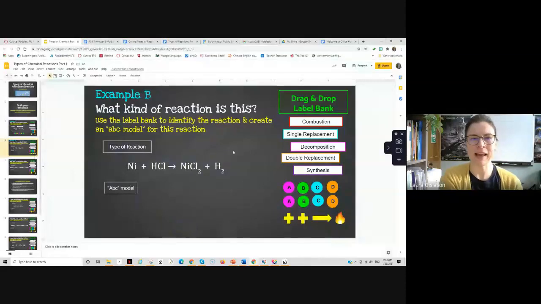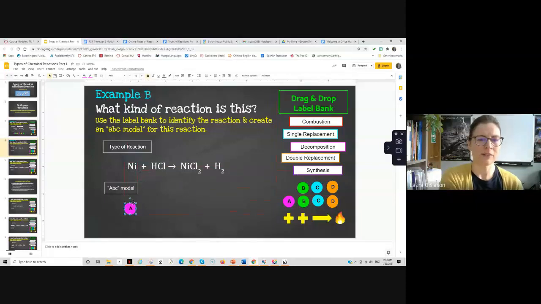All right, let's make an ABC model. I'm going to grab the letter A, and that's going to represent my nickel. Remember, it's also going to have to represent nickel on this side as well. I'm going to grab the letter B to represent hydrogen, and the letter C to represent chlorine. I have to attach the chlorine to the hydrogen because they're chemically bonded right now. They have an ionic bond. And I'm going to put a plus sign between those two.